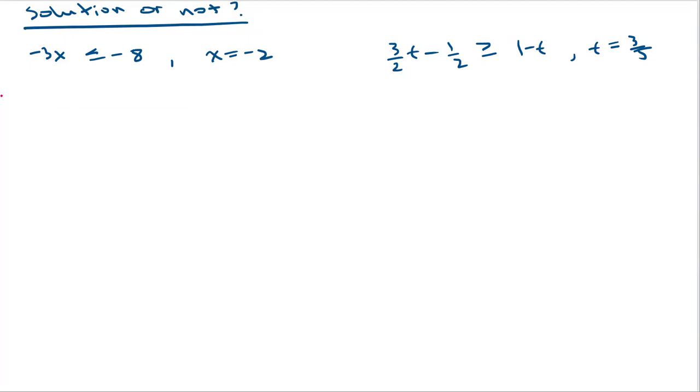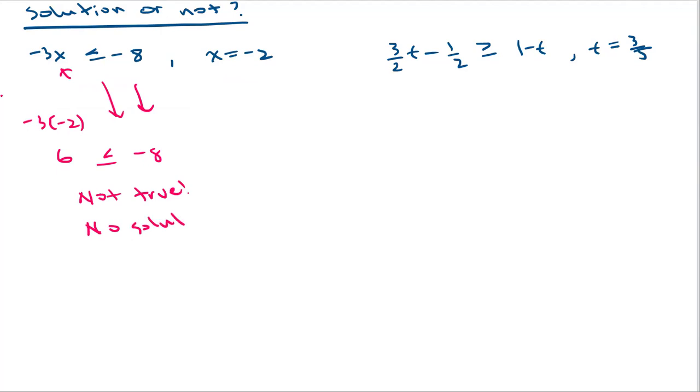So all we need to do is plug it in, because they tell us this is the inequality, and I want you to plug in negative 2 for x. That's not a problem. So I'm going to plug in negative 2 in here. We get negative 3 times negative 2. Well, that's going to give us a positive 6, and then bring everything else down. So that'll be less than or equal to negative 8. So is that true? Is 6 less than or equal to negative 8? No. So this is not true. So this one would be no solution.